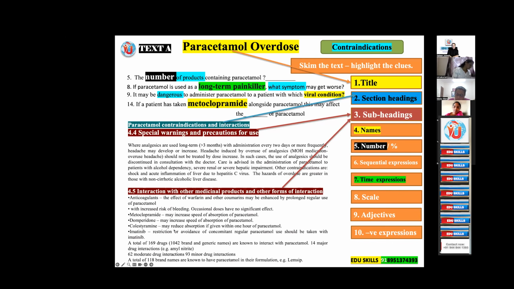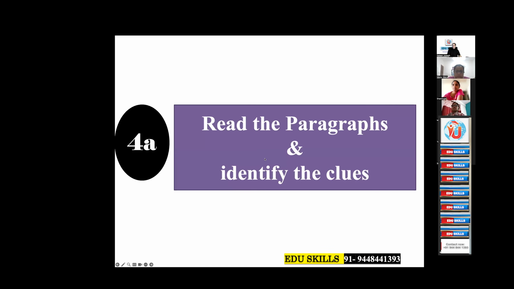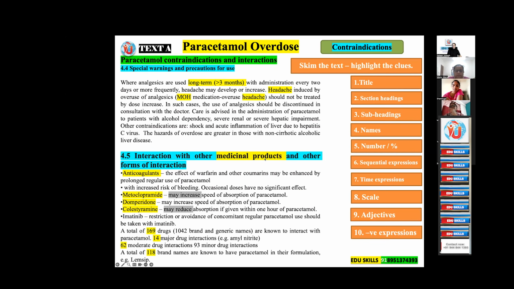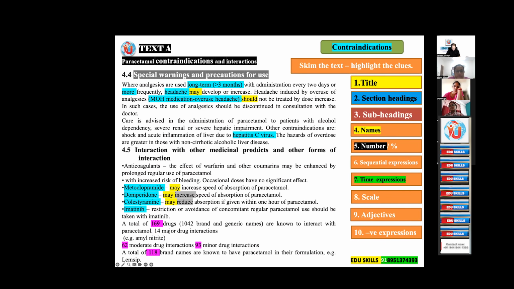I said there is increase and reduce, increase and reduce. So definitely it will be connected with that. And as you have identified the names of the medicinal products, names of the medicines, one of them, I said, is already identified here. This name is here, right? In the text. Just go there and find the answer. 4A, read the paragraphs and identify the clues. Now we have seen the heading, title, section heading, and subheadings. Now, these are the clues from the paragraphs. Already we have seen it.